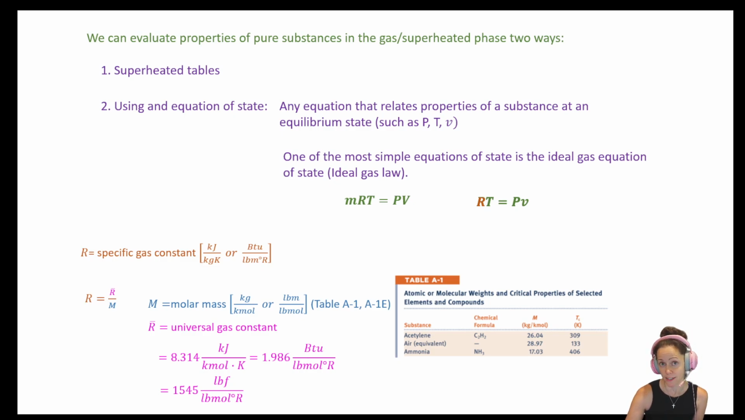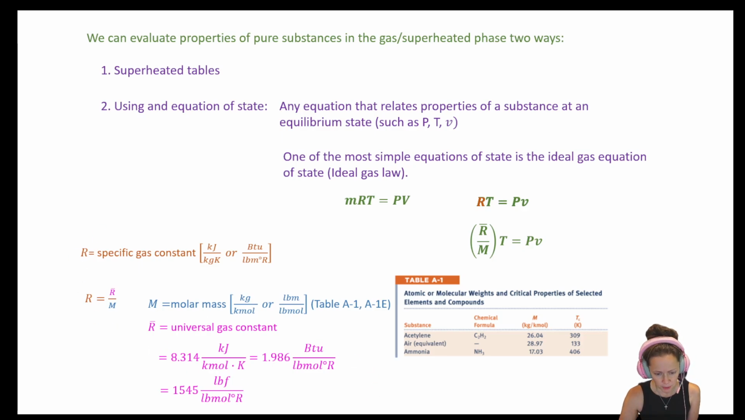So your universal gas constant is, well, it's on your conversion factor sheet. It's at the very bottom, but it's 8.314 kilojoules per kilomole K, 1.986 BTU per pound mole degree Rankine, and then there's another one, 1545 foot-pound force per pound mole degree Rankine. But all three of those are actually on your conversion factor sheet, and it's at the very bottom. So you'll have that accessible to you.